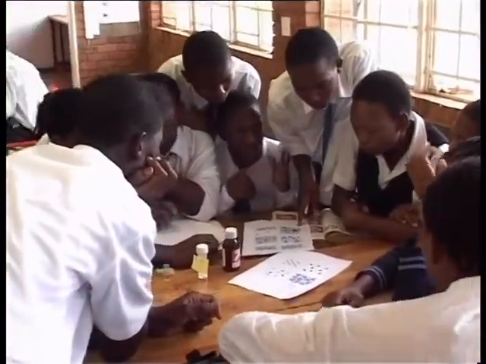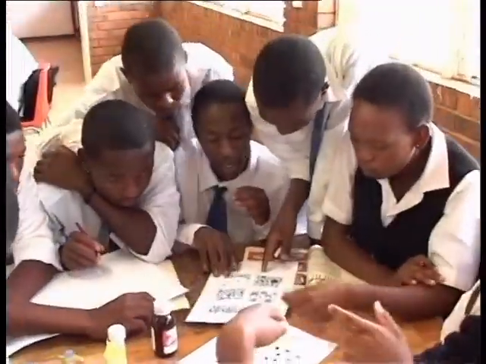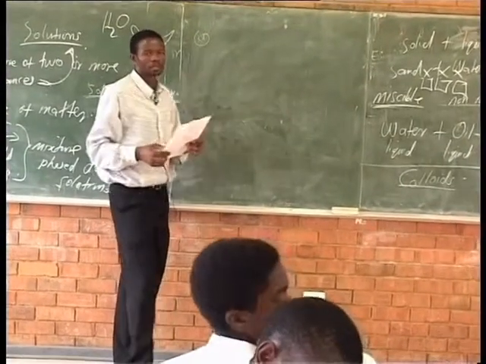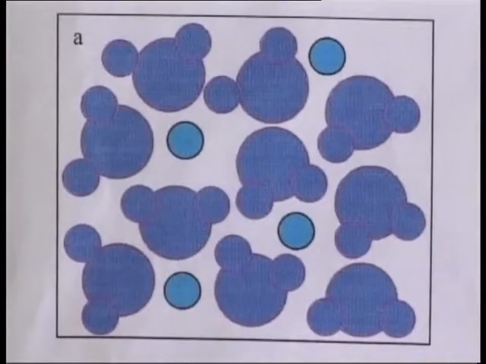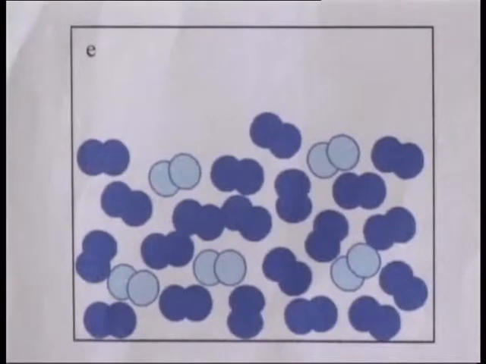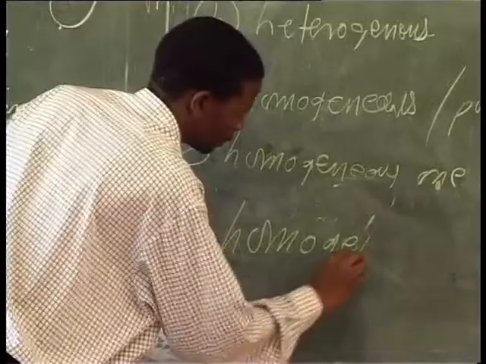In this activity, learners will discuss particle diagrams to determine what they could represent. What does figure A represent? Figure A is a homogeneous solution because the solvent is greater than the solute, and we see that they are evenly spread. C is? A pure substance. Sketch E, what is the answer to sketch E? Homogeneous mixture. Why homogeneous mixture? They are in solution. It's a solution.